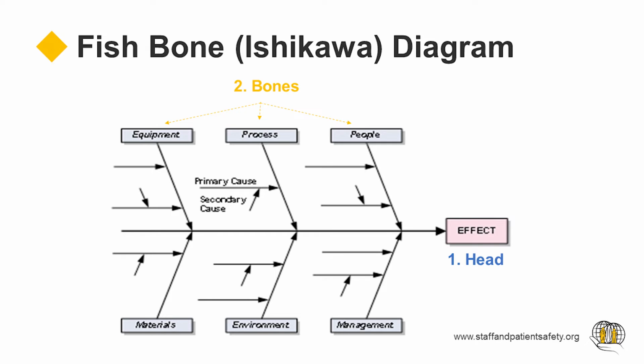You label the bones coming out by identifying what the different contributing factors are. Once the bones are labeled, begin brainstorming possible causes and attach them to the branches. For each cause identified, continue to ask, why does that happen? This will help you to get to the true drivers of the problem.